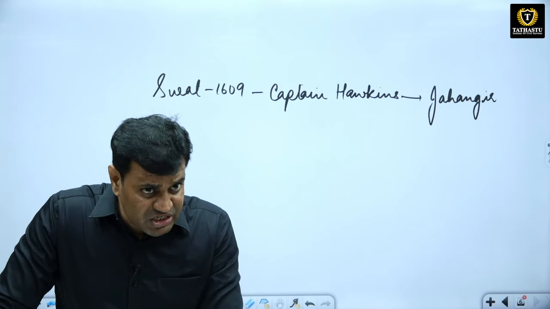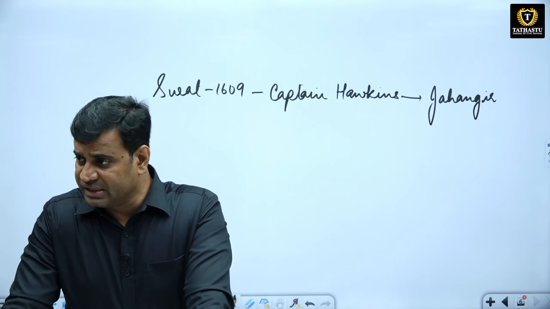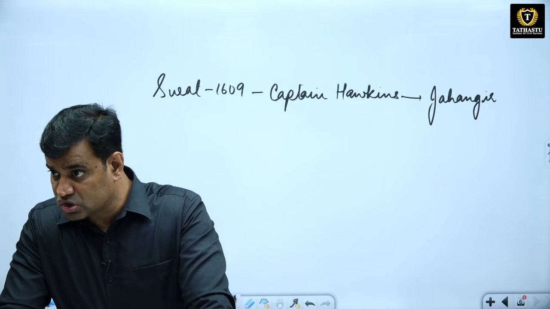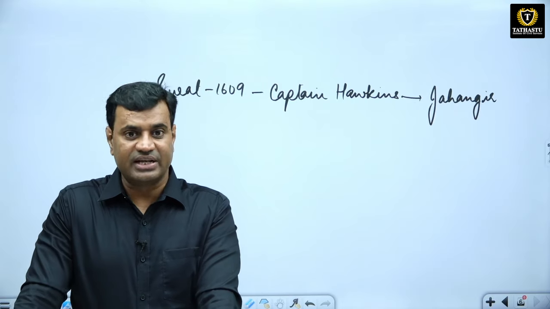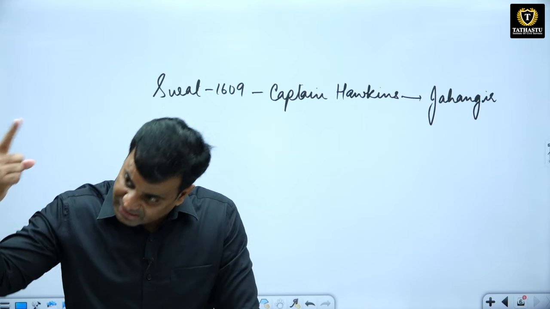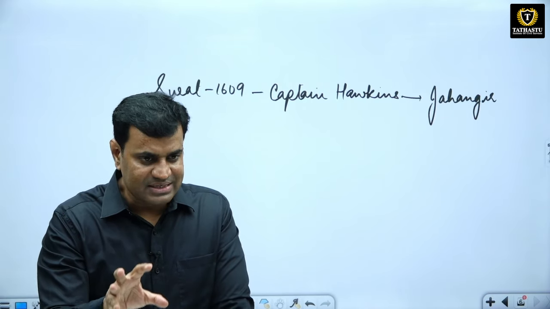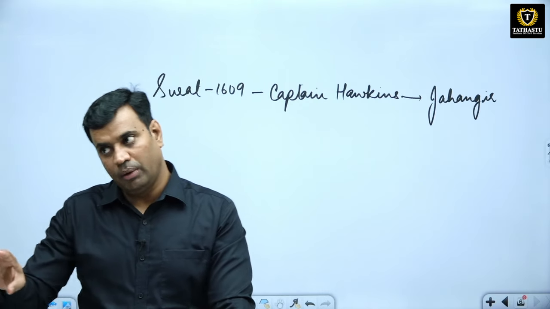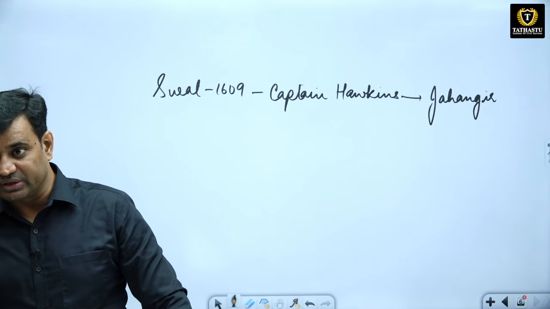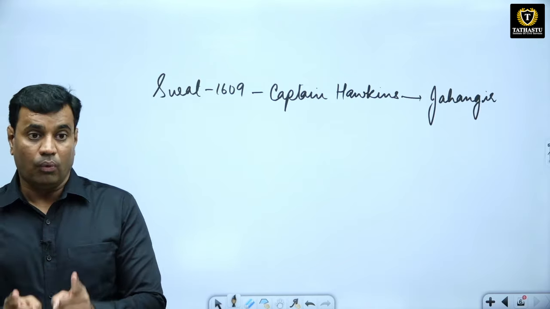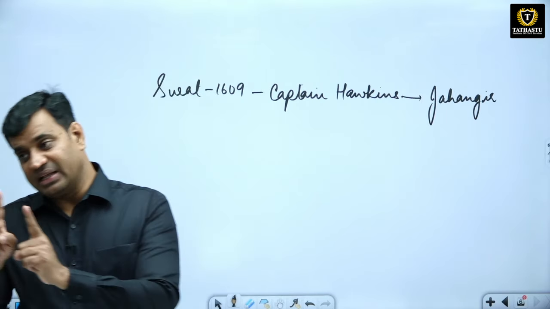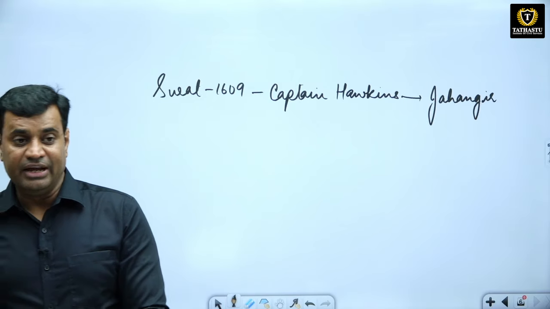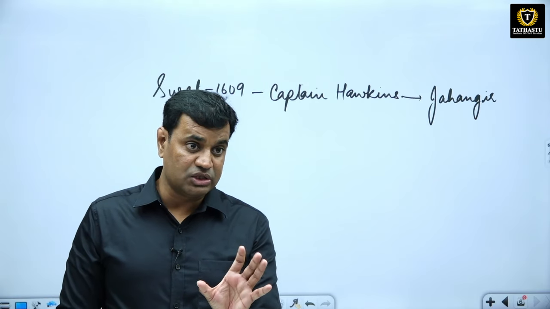Now do remember from an examination perspective: when this permission was given by Jahangir, the British did not establish the first factory at Surat. The British established the first temporary factory at Masulipatam in 1611, and then their first permanent factory at Surat in 1613. Normally there is confusion among students related to this. Make this very clear. First temporary factory at Masulipatam. First permanent factory at Surat.